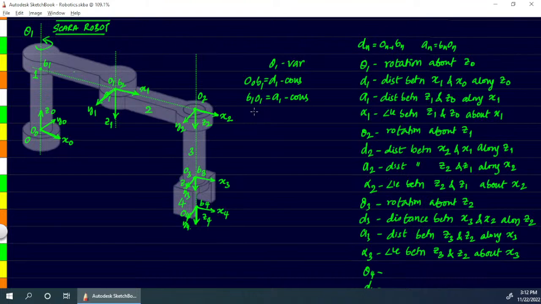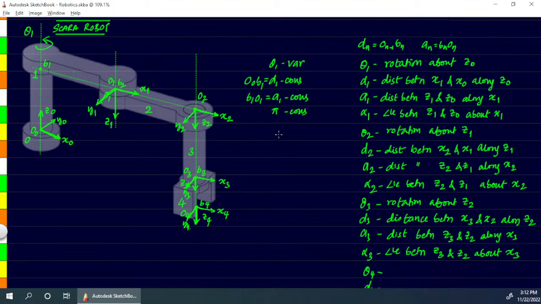Then we have angle alpha 1. Alpha 1 is the angle between z1 and z0. So between z0, which is pointing up, and z1, which is pointing down, we have an angle of 180 degrees about x1. About x1, it's rotating by 180 degrees. So we can call it pi as the angle, and it's a constant.